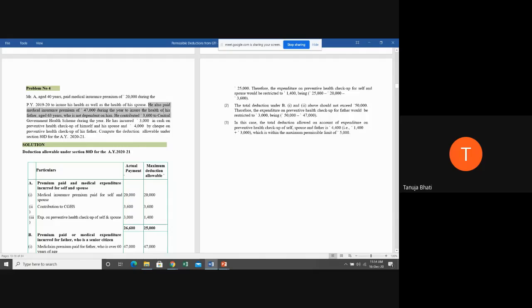Next, he also paid a premium of 75,000 for his father who is aged 63 years. Now for a senior citizen, what is the maximum amount of deduction that can be claimed? It is 50,000. For less than senior citizen, it is 25,000. For senior citizen, it is 50,000. So 47,000 he can claim in full because it is below the maximum limit of 50,000. Now, he contributed 3,600 to the Central Government Health Scheme during the year. Now students, tell me, this 3,600, can he claim a deduction under section 80D?